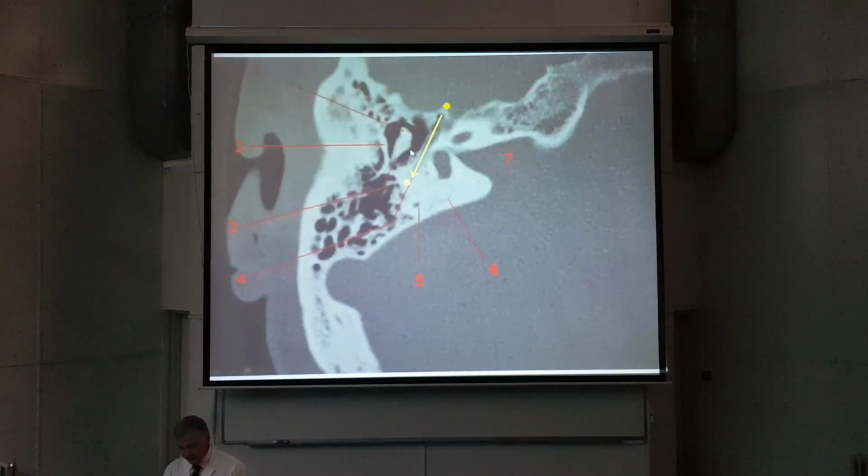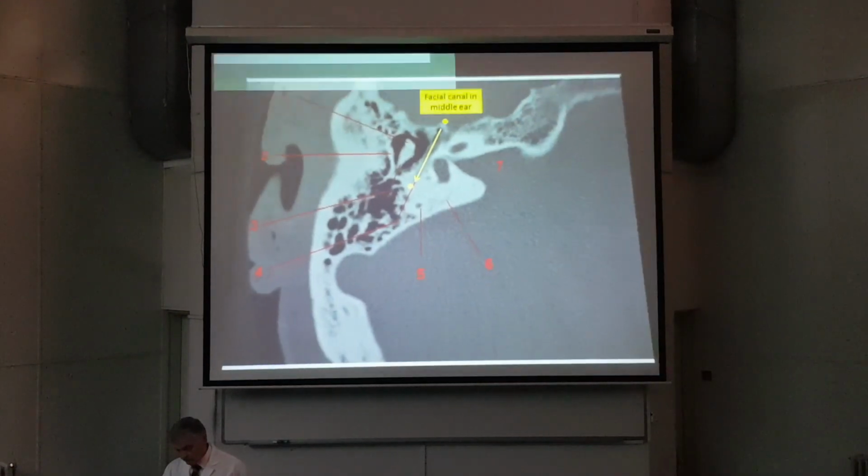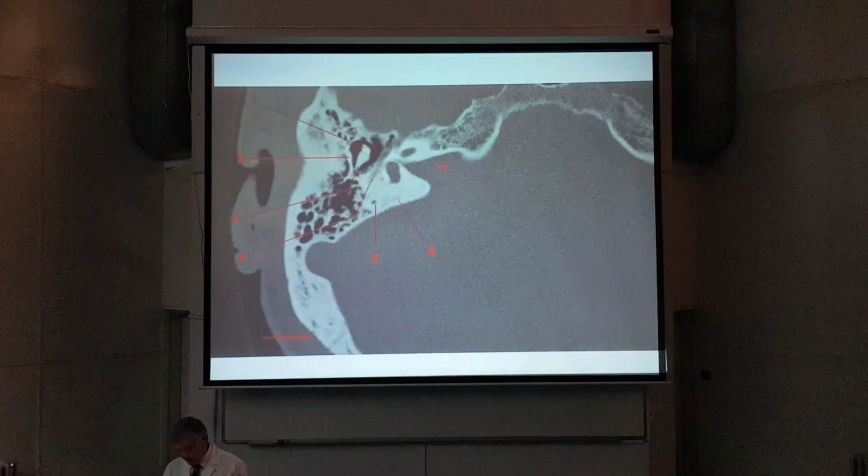Because this is the middle ear, these are the ossicles, and the facial nerve passes in a canal in the medial wall of the middle ear. Again, you can see this is the facial canal with the facial nerve in the middle ear.